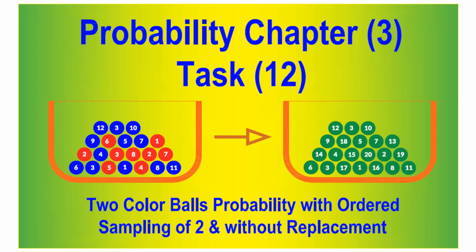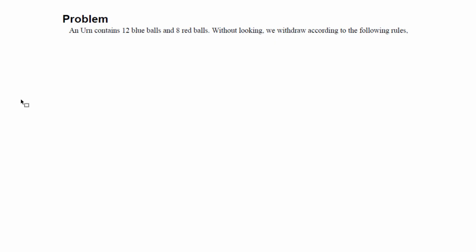Hi everyone, our lesson today is two color objects probability with ordered sampling of 2 and without replacement. We have the following problem to solve. An urn contains 12 blue objects and 8 red objects. Without looking, we withdraw according to the following rules. So we have here 3 rules.